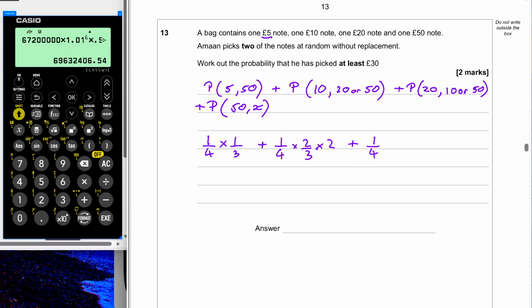Right, so technically, we can go to our calculator here. I'm going to be slightly crafty though. If we take a quarter out as a factor, we can say that that's going to be 1/3 plus 4/3 plus 1. So that's actually going to be 5/3 plus 1.